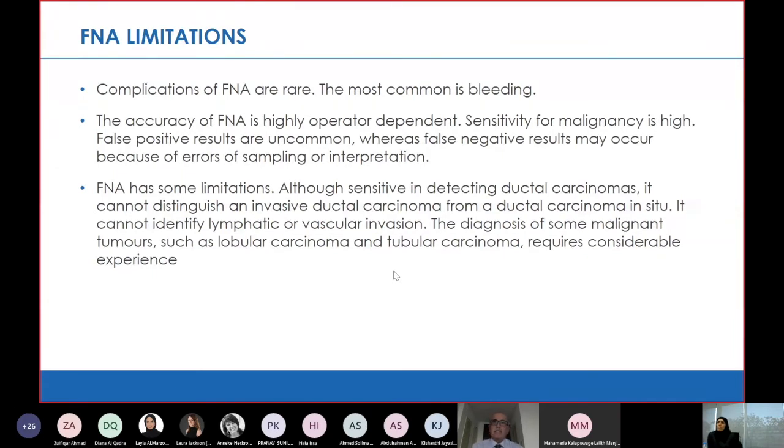So this is the basic setup of cytology. But there are limitations. The complications are actually very rare, especially if you use a fine needle, and the accuracy of FNA is highly operator dependent. But it has some limitations. We already mentioned the false negatives and the rate of inadequacy, but the diagnosis of some malignant tumors can be very difficult. It is well known that lobular carcinoma has the highest number of false negatives among FNAs, and it requires considerable experience. Next one.